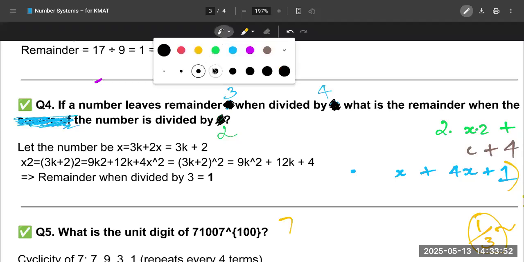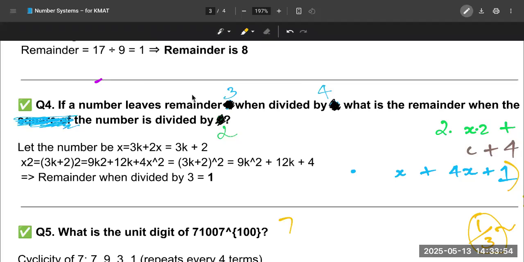So how do you convert that into an equation? If a number leaves remainder 3 when divided by 4, what does that mean? First put the remainder, which is plus 3. And then it is divisible by 4, that means 4x. So the number is 4x plus 3.